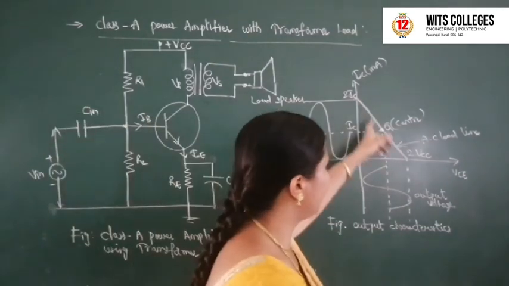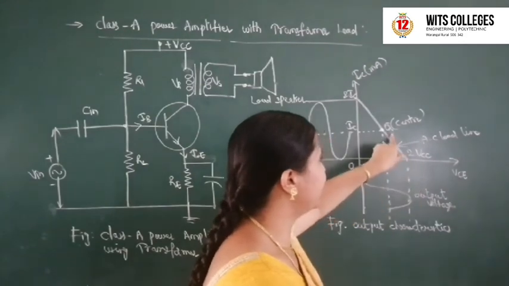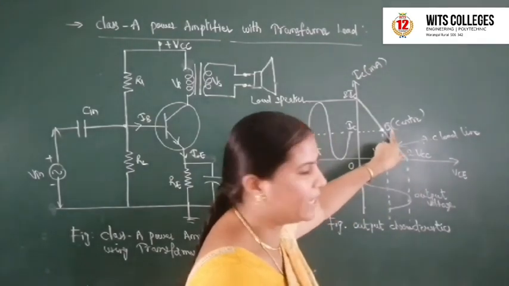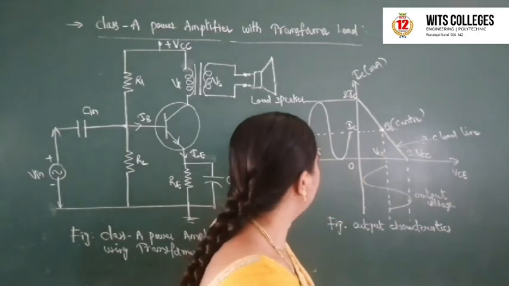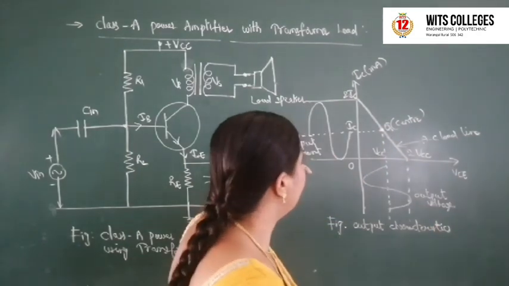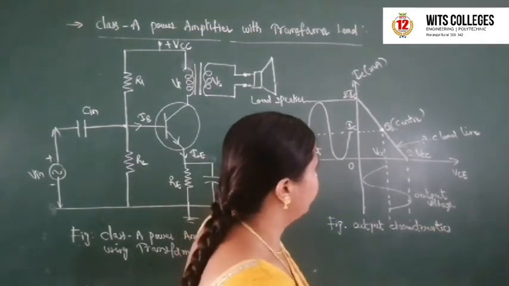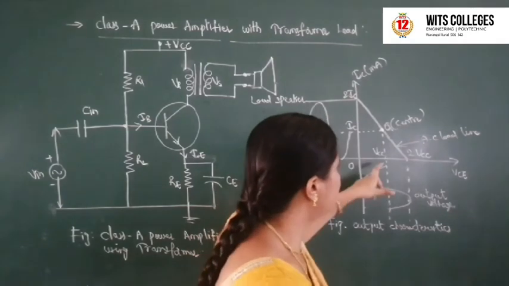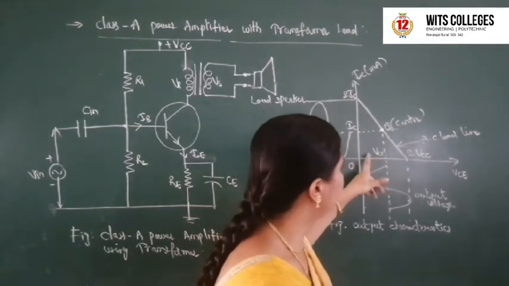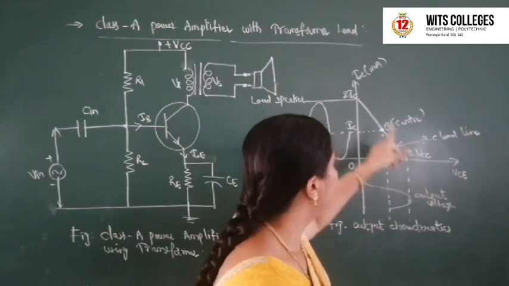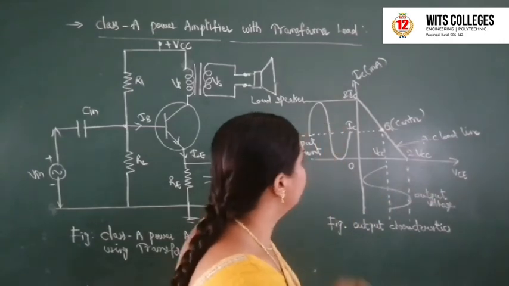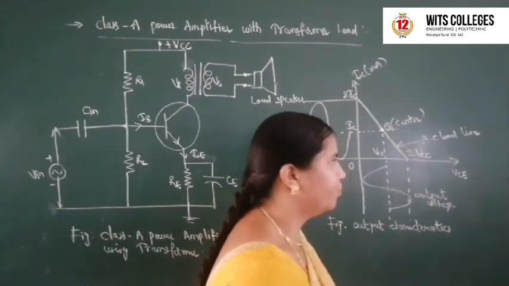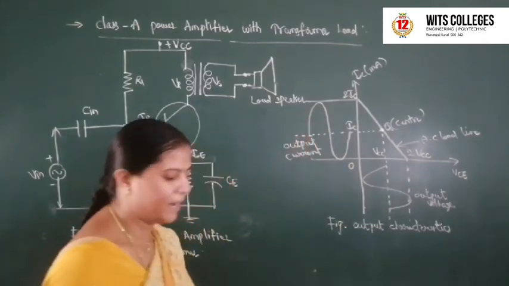This is the AC load line, and we are taking the operating point exactly at the center. This is the output voltage and this is the output current. Here this is the applied VCC, and it goes up to 2 VCC and 2 IC. So this is output current, this is output voltage. This is the output characteristics.